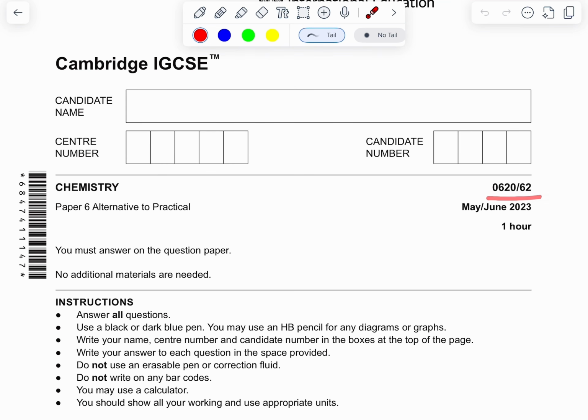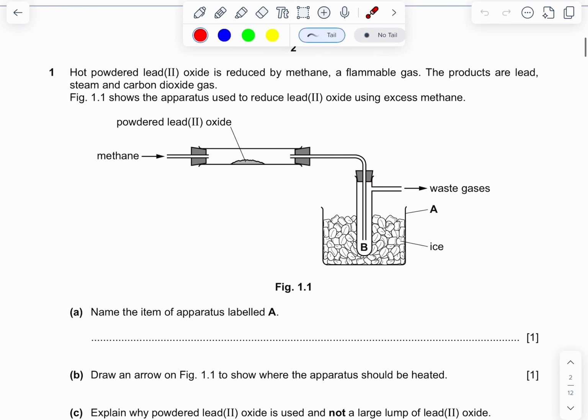Today we are doing IGCSE chemistry, paper 62 variant 2, 2023. Let's start with the first question.